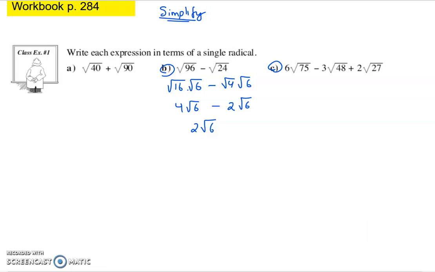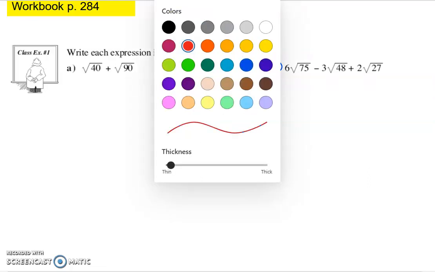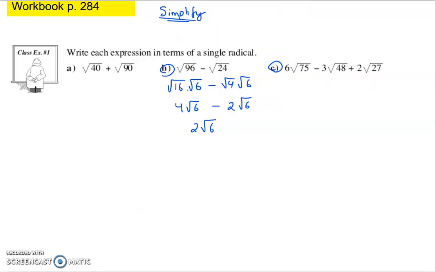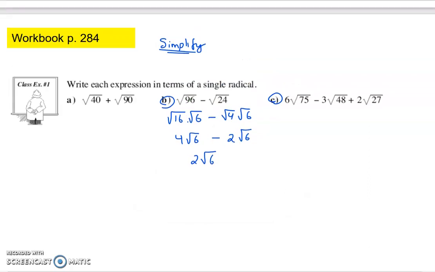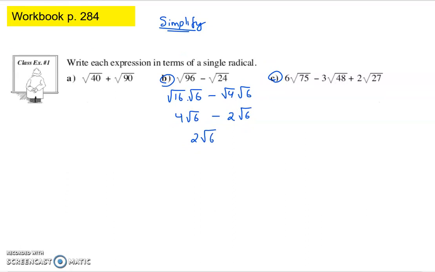So we're going to do the same thing now for the next one here. In this one, again, one by one. This seems to have a coefficient in front, so I'm going to leave that coefficient where it is, 6. But I'm going to break down root 75, which becomes root 25 times root 3.